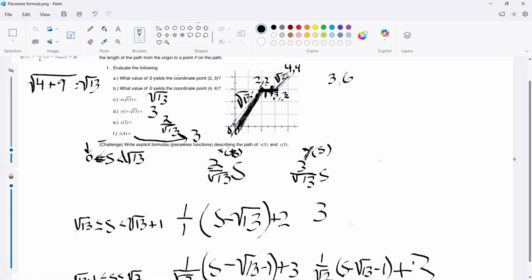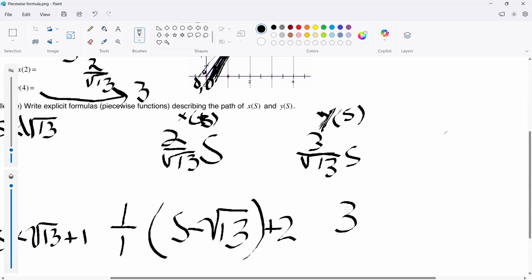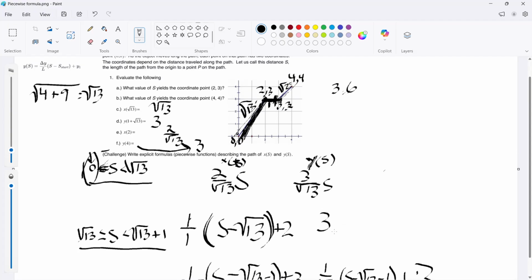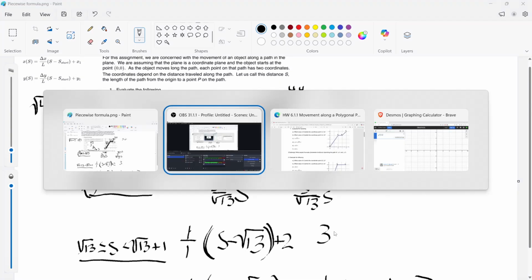So that gives me my piecewise function. Remember, if you build the domains first, then that left part is what you subtract from s before multiplying it by how much the x or y value changes, divided by the length of the whole piece. That's it for that question.